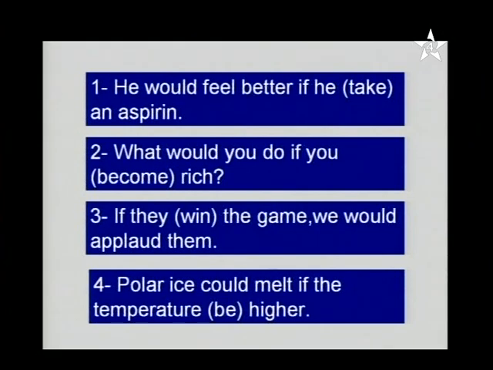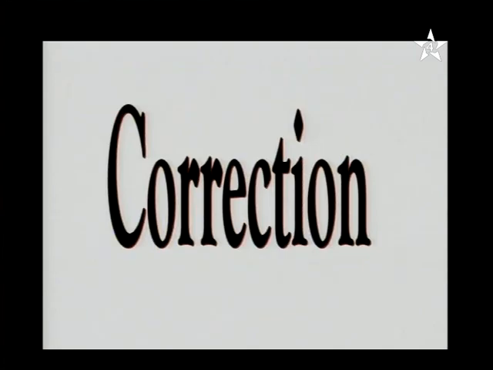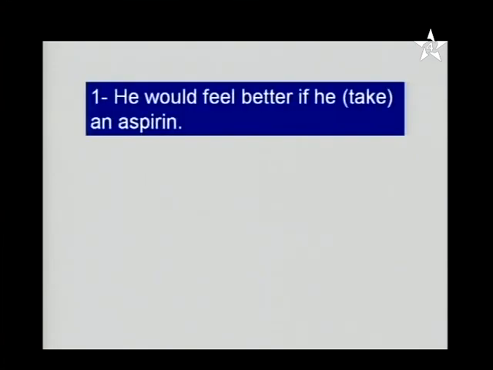Right? Now take a few seconds, look at the sentences. Just keep in mind the structure of conditional type 2 should be if plus past, the other clause would, could, might, whatever, plus infinitive. Now let's correct these sentences. He would feel better if he take an aspirin. What's your answer?